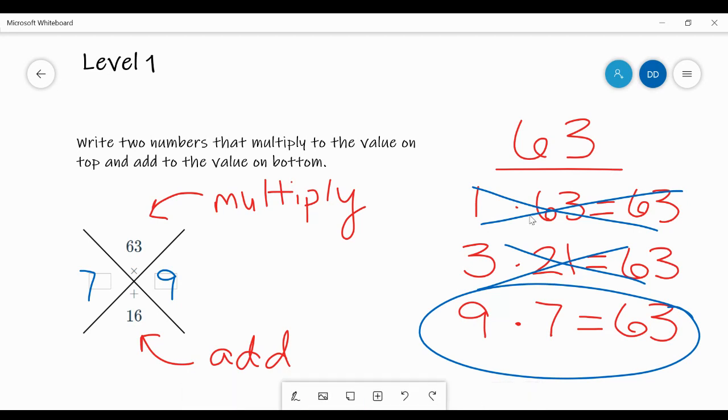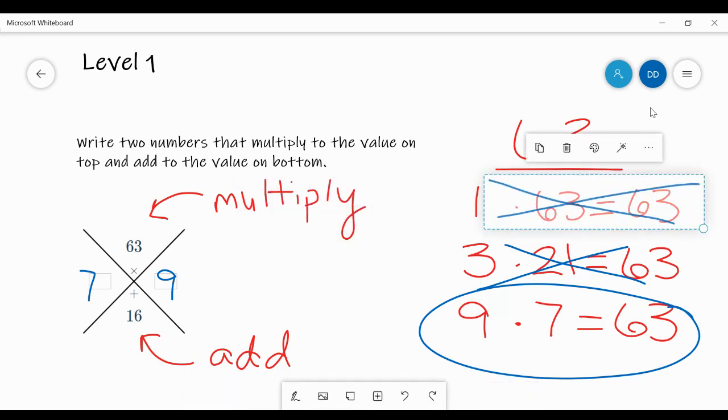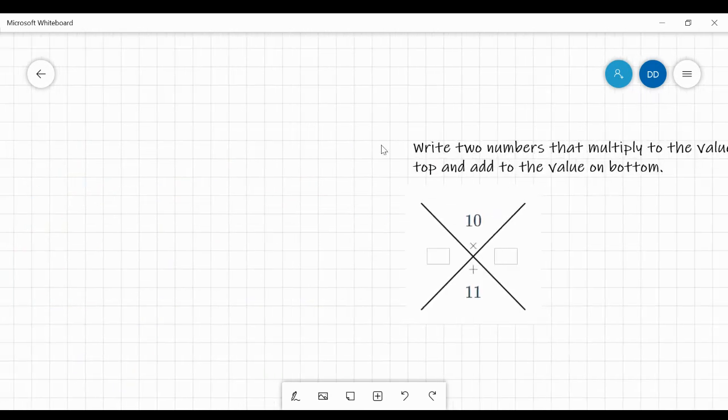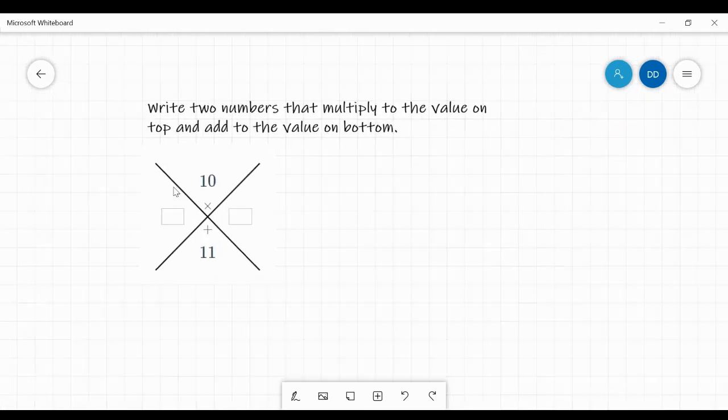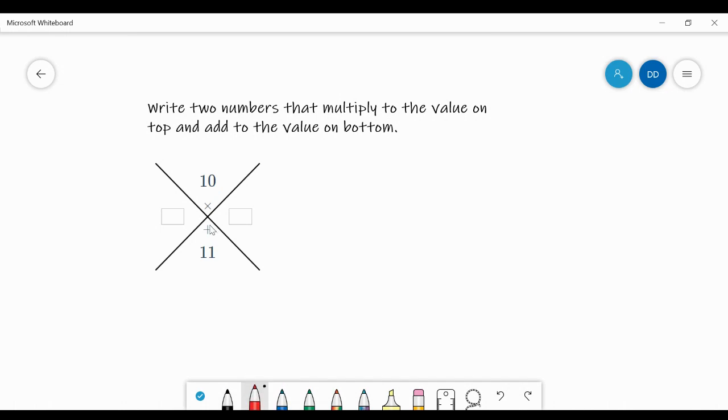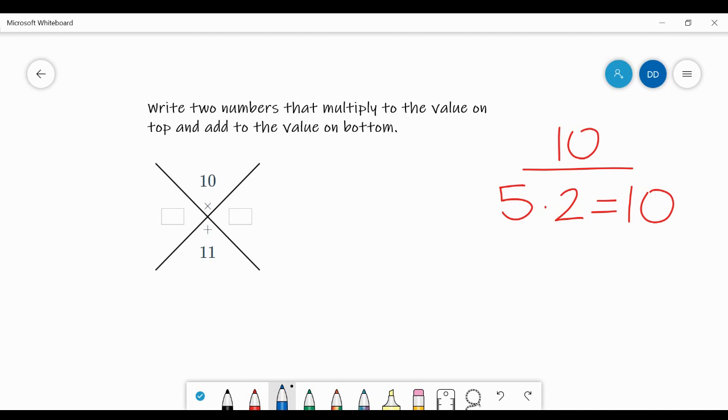All right, let's take a look at another example. Okay. So we're going to write two numbers that multiply to 10 and add to 11. So sometimes the most obvious combination is the easiest one to forget. So I'm going to start the same way I did before, numbers that multiply to 10. So the one most people think of right away is 5 and 2. That gives us 10. But when we add that, we get 7. We do not get 11, so that's not the combination we want.